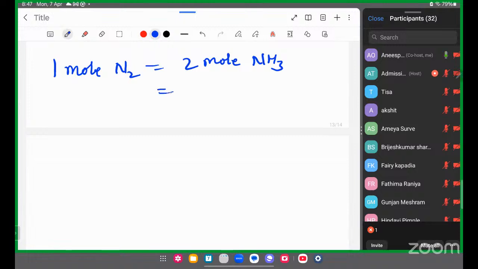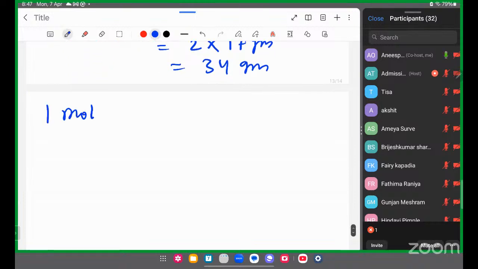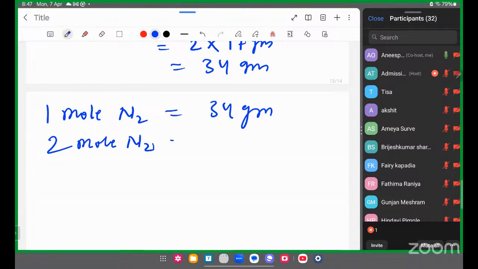And this will give how much? 2 mole. 1 mole of ammonia will have 17 gram. So this will be overall 34 gram. Now the question will be like this: if 1 mole nitrogen gives 34 gram ammonia, how many grams of ammonia will be there for 2 mole nitrogen? So 2 mole nitrogen will give how much? 2 into 34, that is 68 gram ammonia. The same question may be in liters. How many liters will be there from 2 mole nitrogen?